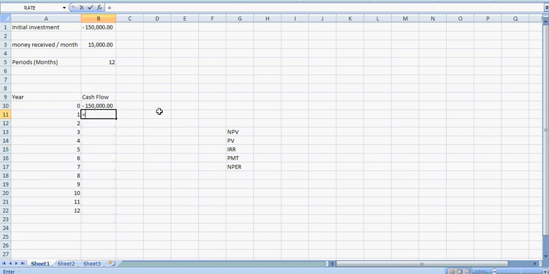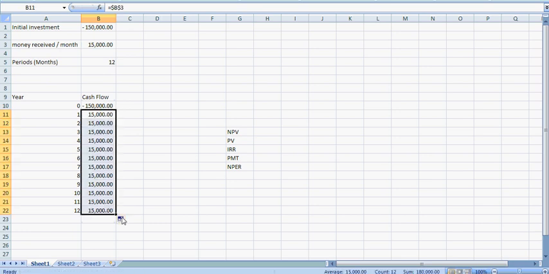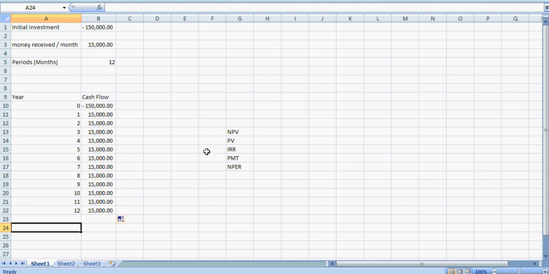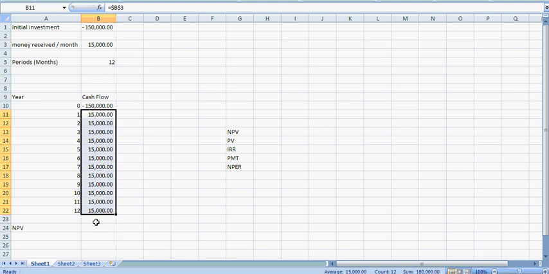Starting from here, we can select this cell and copy to make sure that we get the same cash flows throughout the year. Now, the question is, how do we calculate the net present value or the present value, the IRR, PMT, and NPER? What's the difference between net present value and present value? Let's start with the net present value. The net present value in finance is simply the present value of all of these cash flows minus the initial investment, while present value is only the present value of the whole cash flows.